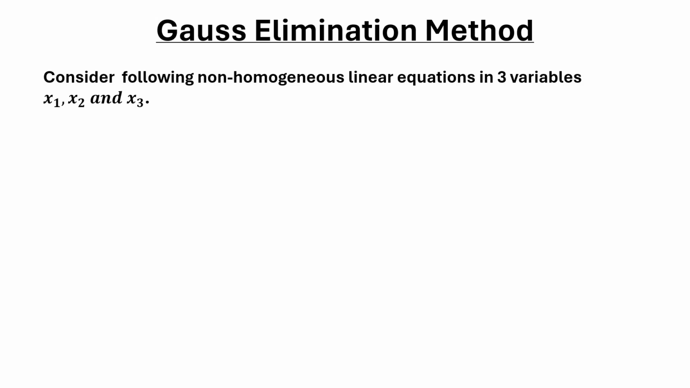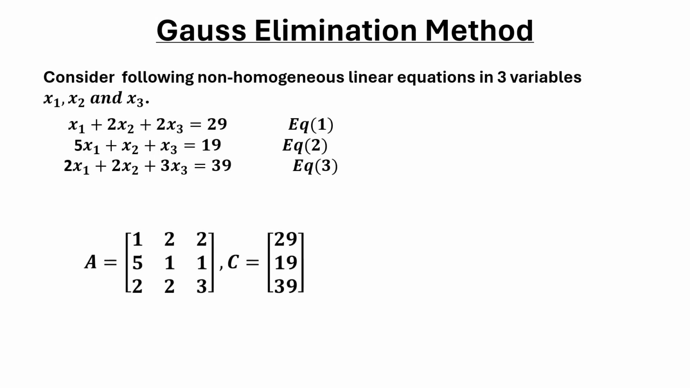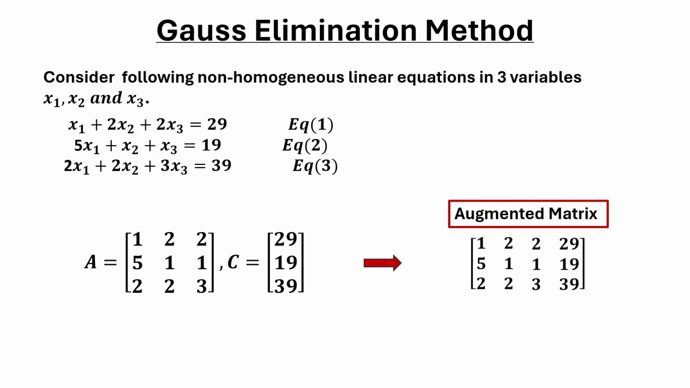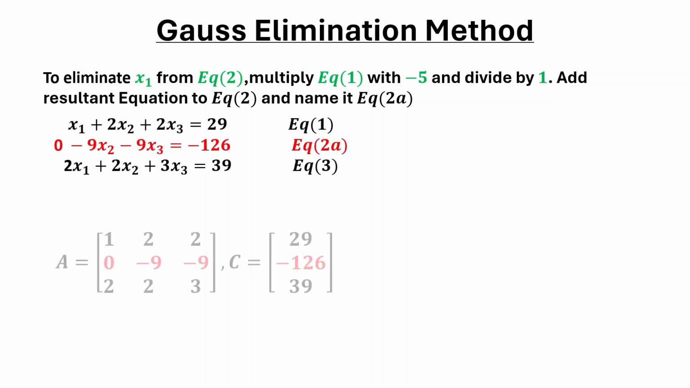Consider following non-homogeneous linear equations in three variables x1, x2 and x3. From these three equations, we can make matrix A and column matrix C and the augmented matrix. To eliminate x1 from equation 2, multiply equation 1 with minus 5 and divide by 1. Add resultant equation to equation 2 and name it equation 2a. From these three equations, we can make corresponding matrix A and column matrix C.